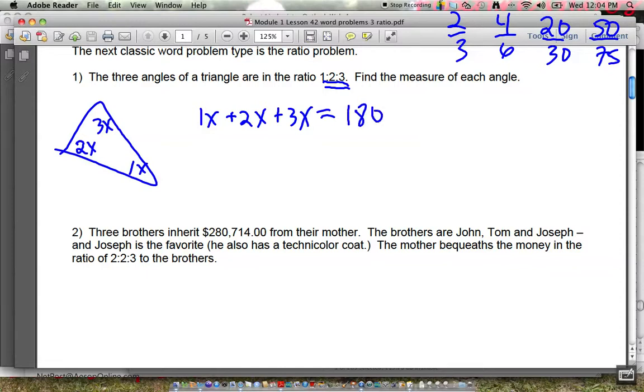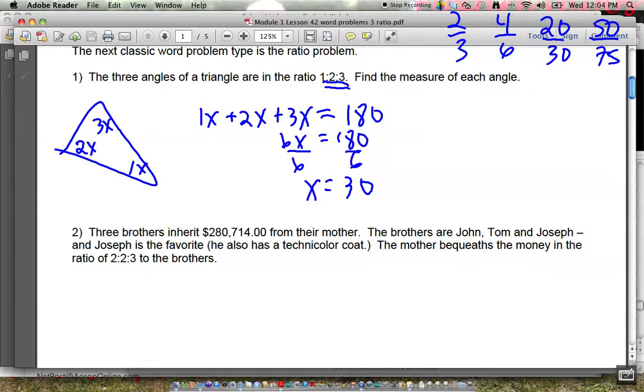180. Now, this is same side situation? Yes. So what do I got all together? 6x. 6x equals 180. Dividing by 6, x is 30. Am I done? No. Why am I not done?